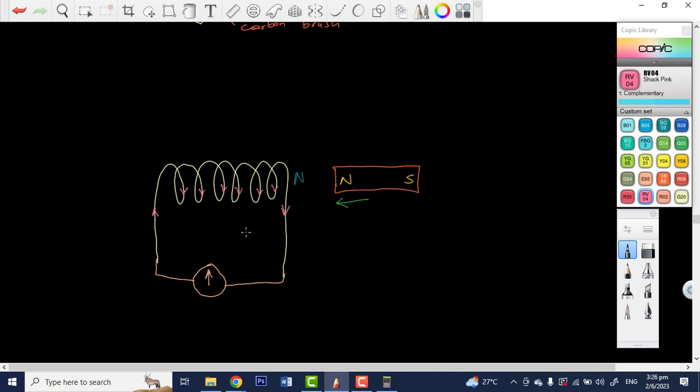If that's the case, then the needle of the galvanometer always points in the direction of the current. Sometimes they ask you that. I don't think this question asks that, but they might. So the needle of the galvanometer will go like that. Okay? That makes sense?